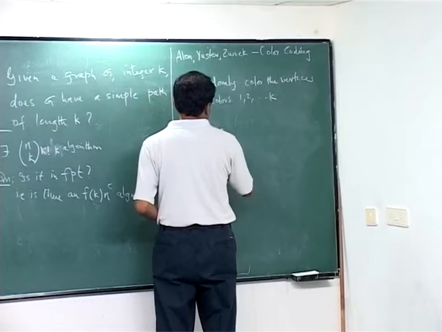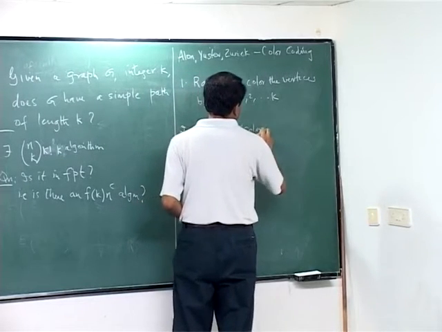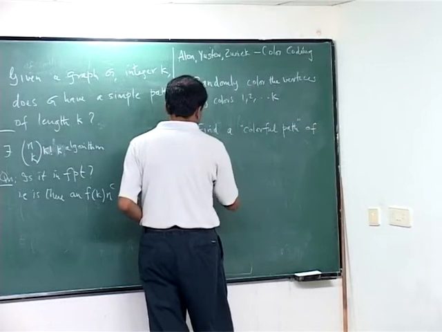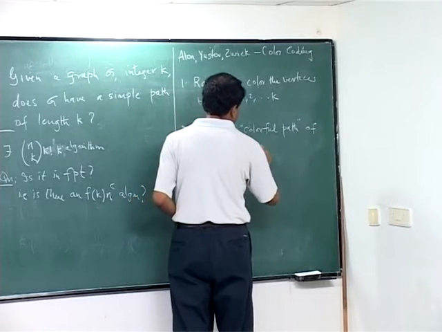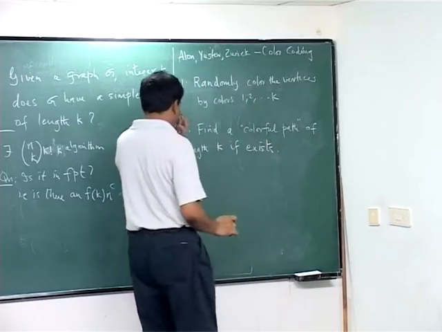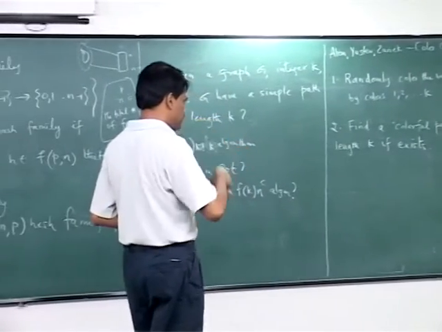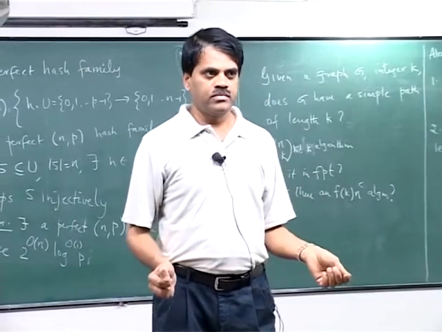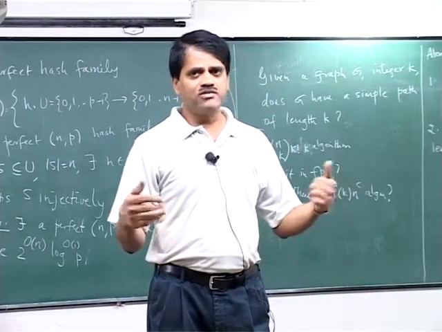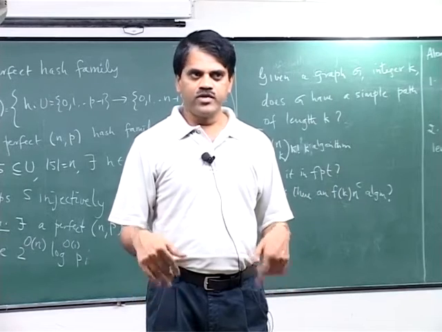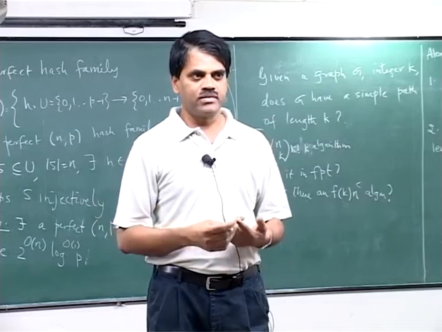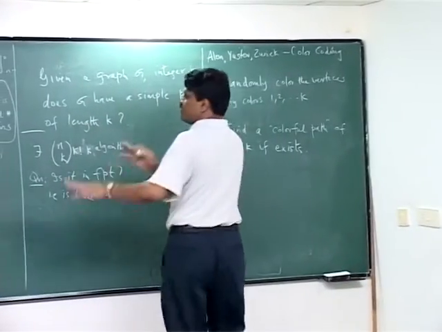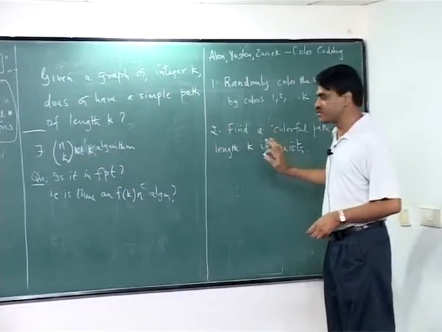Step 2 is find a colorful path of length k. So what's a colorful path? It's a simple path where all the colors are distinct. If the colors are distinct, the vertices will be distinct. But if the vertices are distinct, it need not mean that colors are distinct. So I'm going to find a colorful path of length k. I'll tell you how to find it. We will do dynamic programming, and it's a very nice simple algorithm.